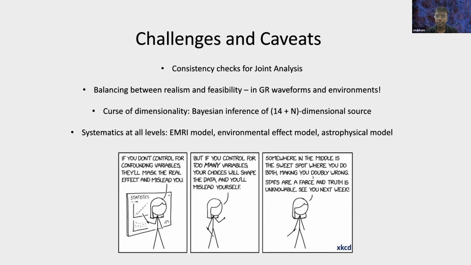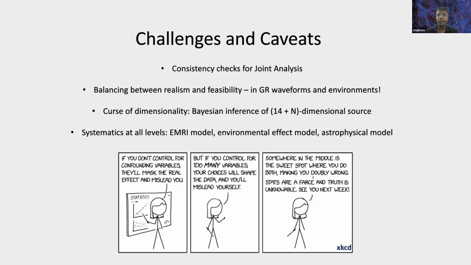Thirdly, as I mentioned previously as well, there's a curse of dimensionality. So even for a single source, doing a Bayesian inference for 14 plus n dimensional EMRIs would be very difficult. And then if you want to expand it to a full astrophysical study of a population of EMRIs, yeah, that's going to be super hard to do.